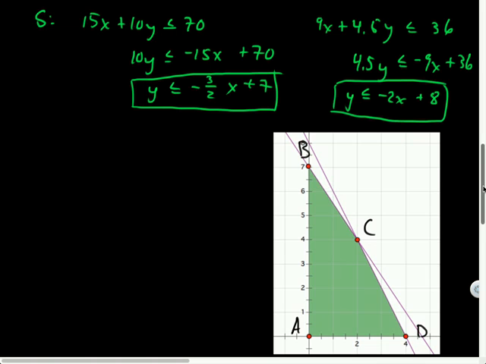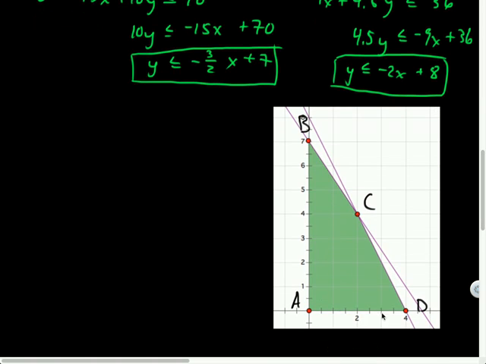Question: what does the x-axis represent? Number of bookcases. And the y-axis is number of cabinets. So this point right here as a possible solution would be the point of making 1 bookcase and 4 cabinets, and that would be within the realm of all of my constraints. I just want to connect what these axes mean. It's helpful to know that sometimes.